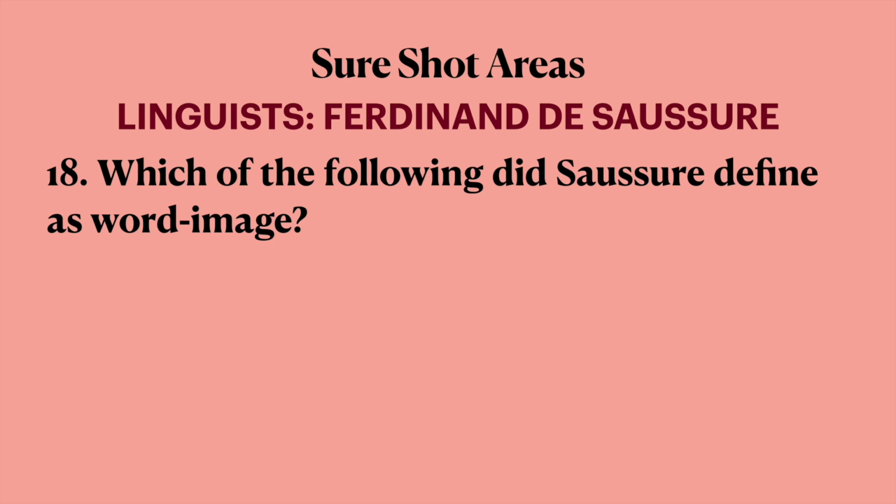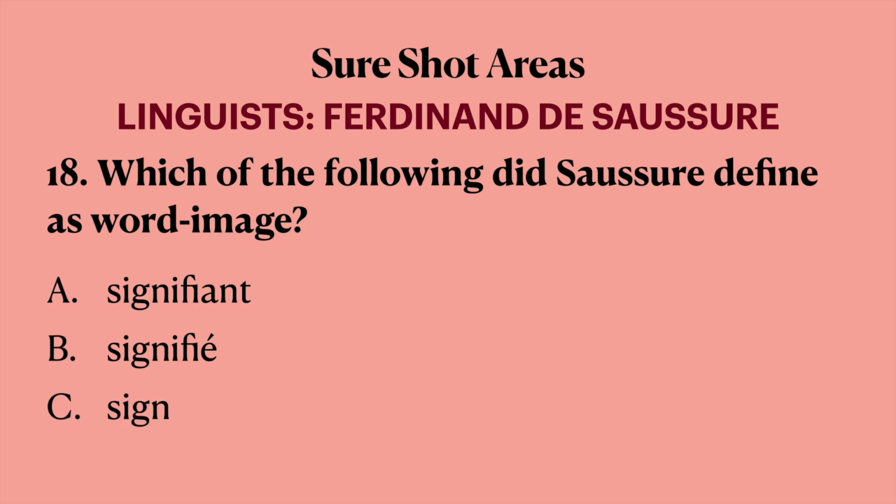Oh, he's very important. And the question is, which of the following did Saussure define as word image? I am sure you're thinking, I know what that is. But here, look at the options. The first option, signifiant. Option D, signifier. Option C, sign. Hooray! You must be thinking signifier, signified. But what is signifiant, signifier? What is the answer? And the answer is signifiant.